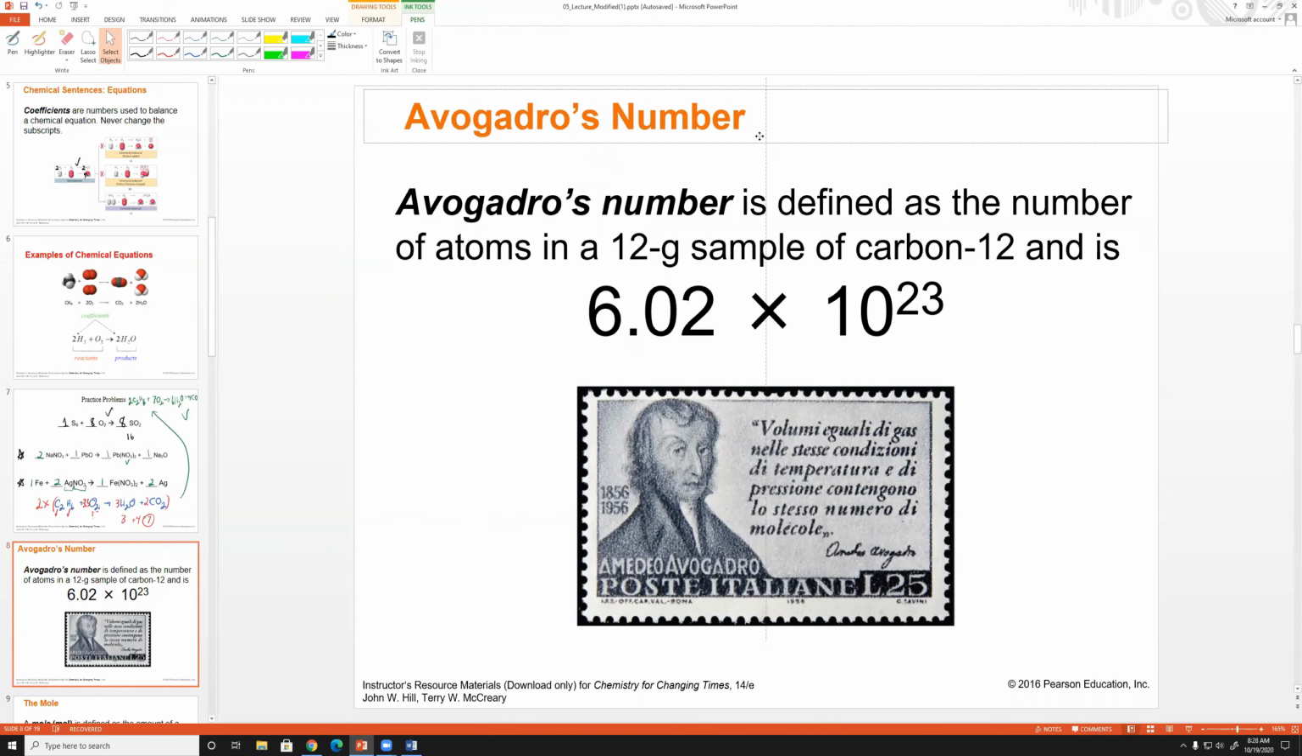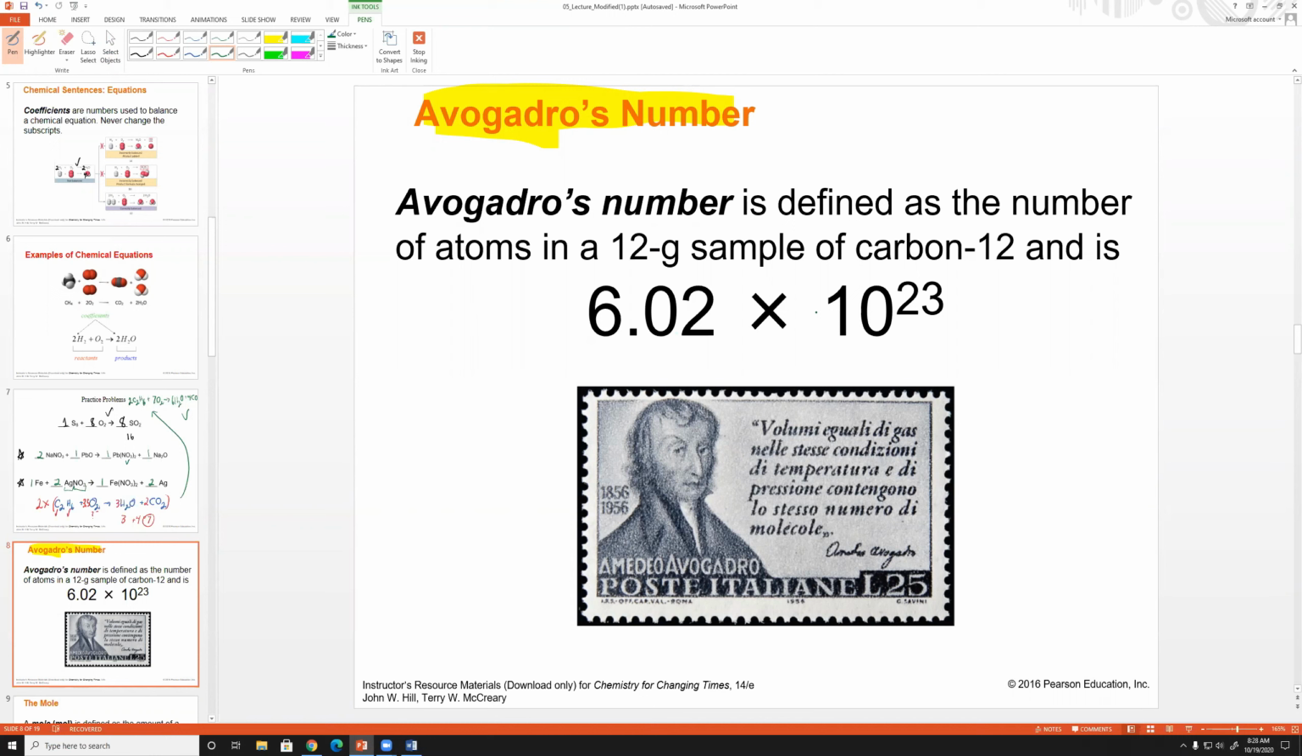So you can call it avocado's number because I've heard that before. That's funny. So Avogadro's number, very important. This number will be given to you on the exam. You don't have to memorize it, but when you're doing these calculations, you probably will end up memorizing it because you'll be using it a lot. So it's 6.02 times 10 to the 23rd. That's Avogadro's number.